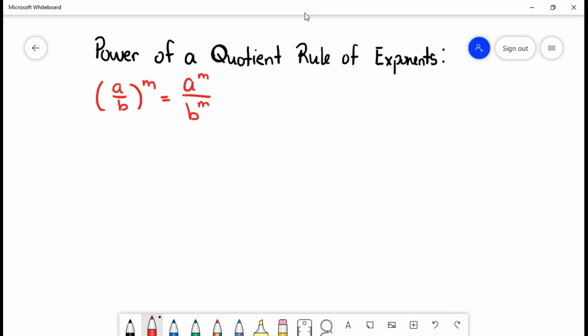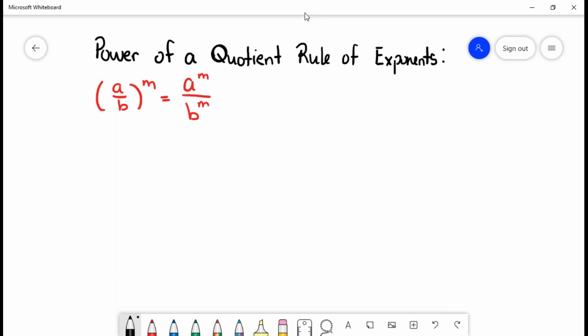Similarly to the power of a product rule of exponents, how you would apply the exponent to every value, you do the exact same thing. You apply the exponent to every value inside this bracket here. So you apply it to the a on the numerator, as well as the b on the denominator. So basically, you would want to apply this exponent to the numerator and denominator, and to every value. And that's exactly what this states.